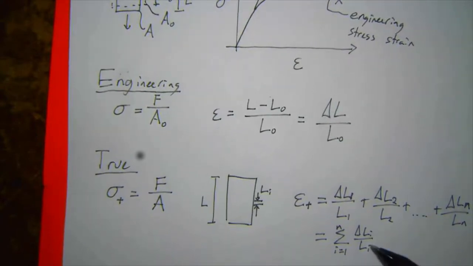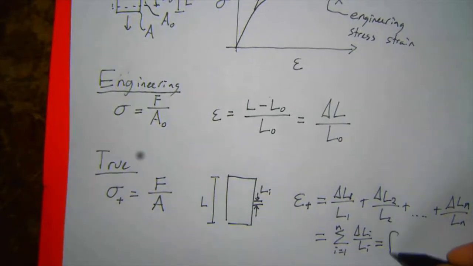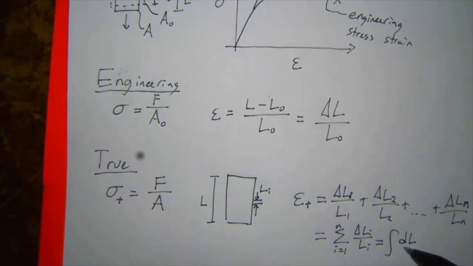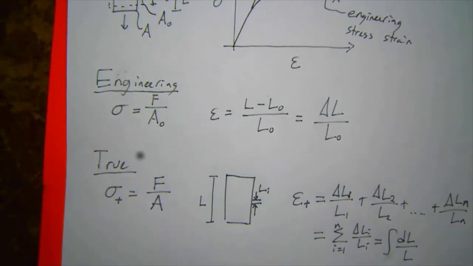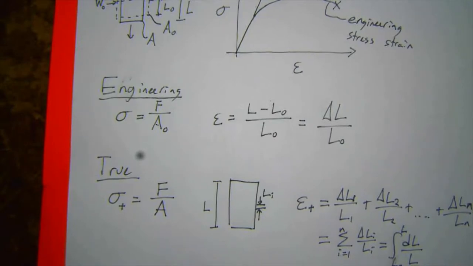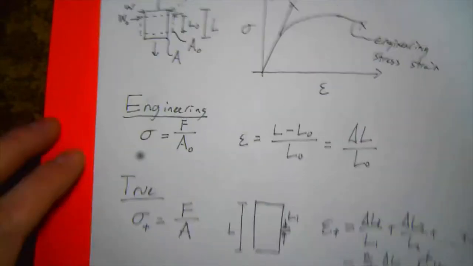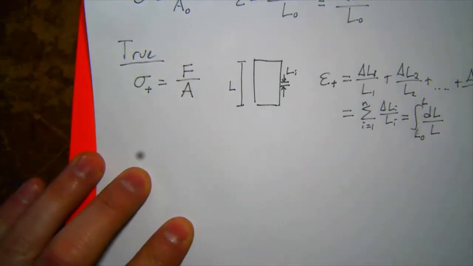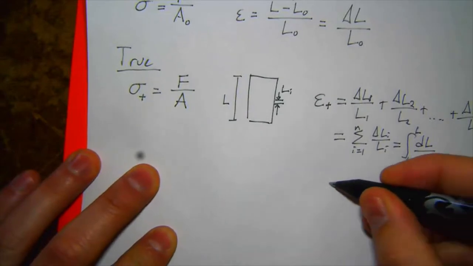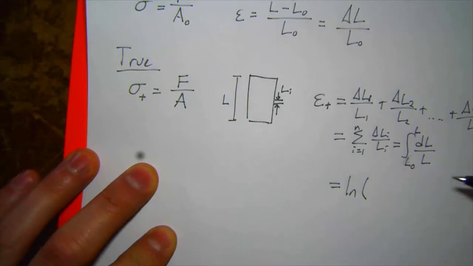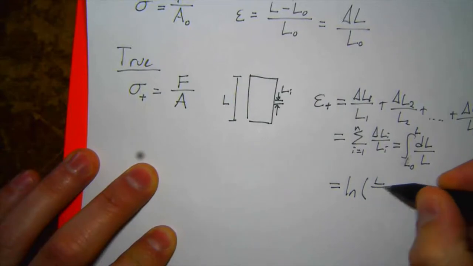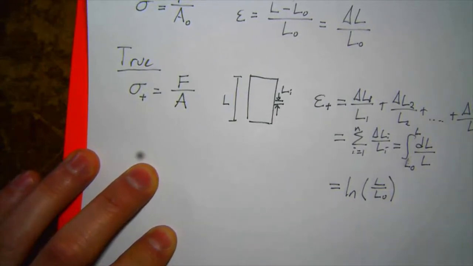Because we're engineers and we like taking approximations and moving things around, I'm going to pretend that this sum is infinitesimal and turn this into an integral. So now this is the infinitesimal change in L over the length, going from some initial length L naught to a final length L. This then I can say is the integral of 1 over L, which is natural log of L, evaluated from L naught to L. So I'm getting natural log of L over L naught.